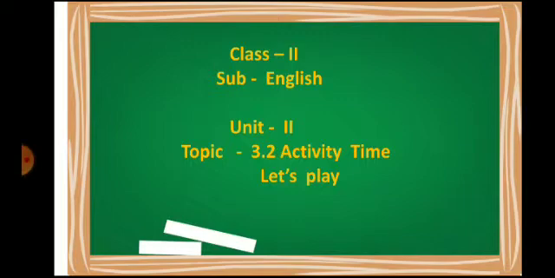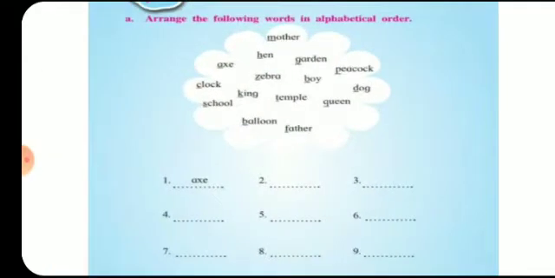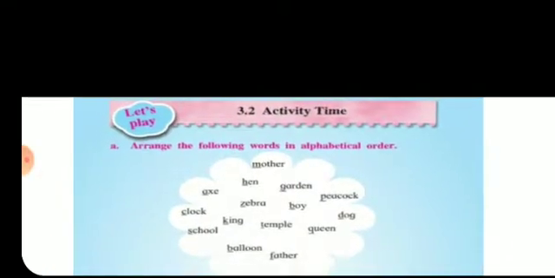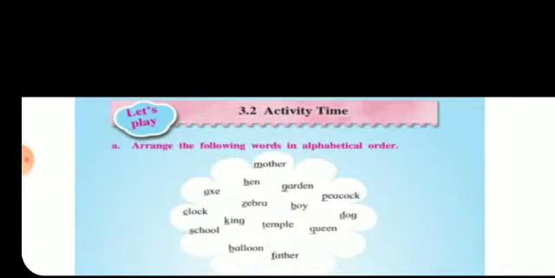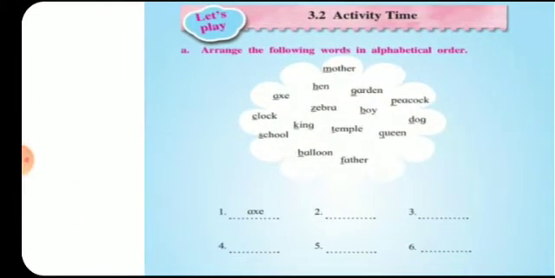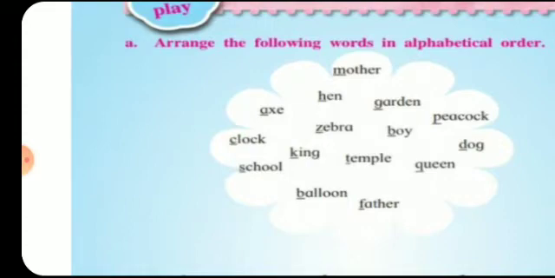Today we are going to start a new topic, 3.2 Activity Time. Let's play. Here in this chapter, we will do one activity in a playway method. Okay, let's see what we have to do. Now, 3.2 Activity Time and let's play. Now what we have to do? We have to arrange the following words in alphabetical order.